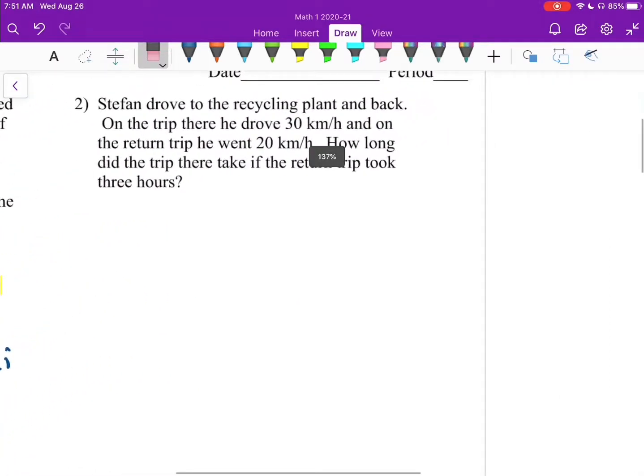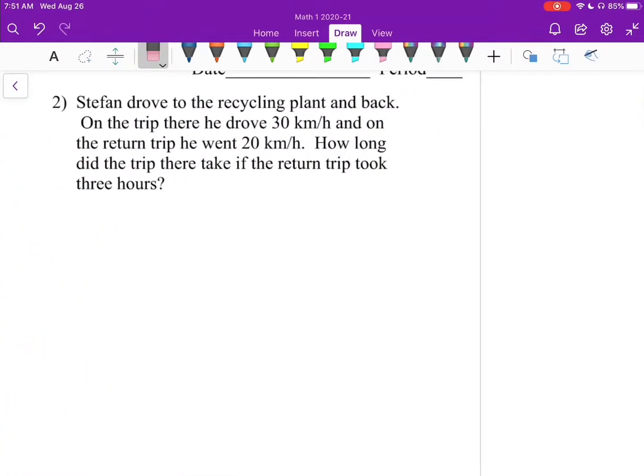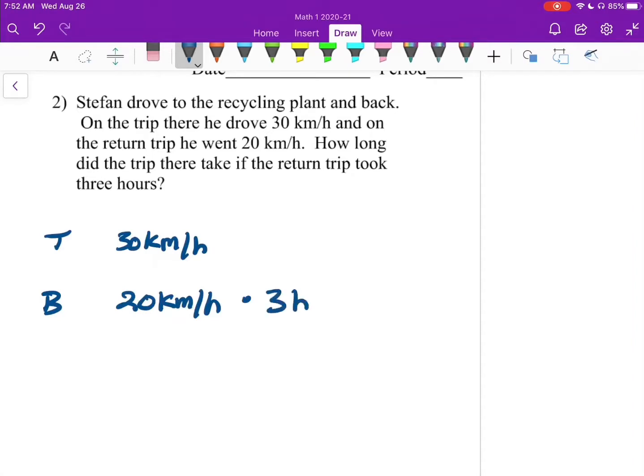Number 2, Stefan drove to the recycling plant and back. So we'll say there and back. On the trip there, he drove 30 kilometers per hour. On the trip back, he went 20 kilometers per hour. How long did the trip there take if the return trip took 3 hours? The return trip took 3 hours, and we want to know how long did the trip there take.